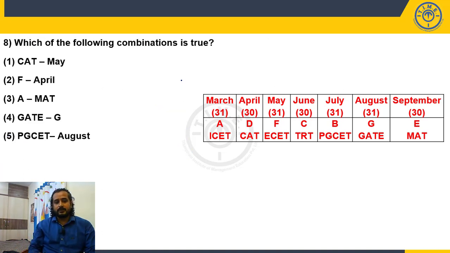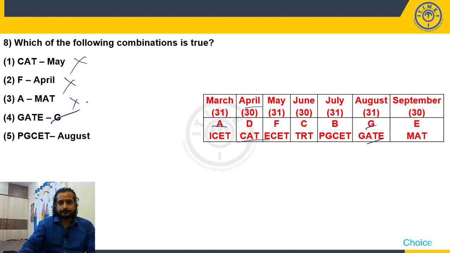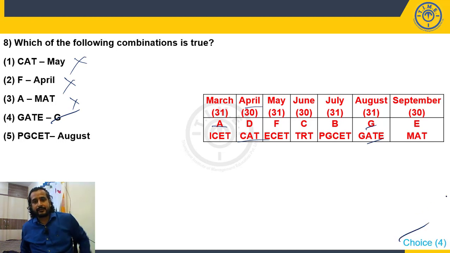Which of the following combination is true? CAT May, is it true? Where is CAT? CAT May, is it true? No. F April? No. A MAT? No. G GATE? Yes, absolutely true. Choice 4 is my answer. Clear? Now move to the difficult set. 2-row QBR.